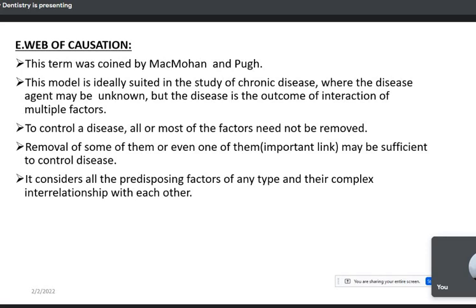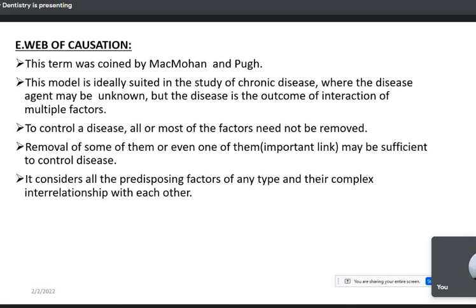So that is the multifactorial causation. There are many factors, but they are not related. That's why you take multiple approaches to prevent the disease. But here in the web of causation, just understand there are many factors, but those are interlinked. One factor may be interlinked with another. So if you happen to control one factor, that will also help to control another factor, because the second factor is already connected to the first factor.